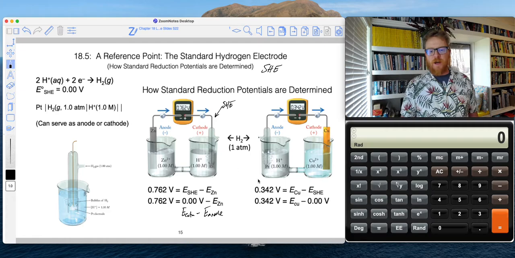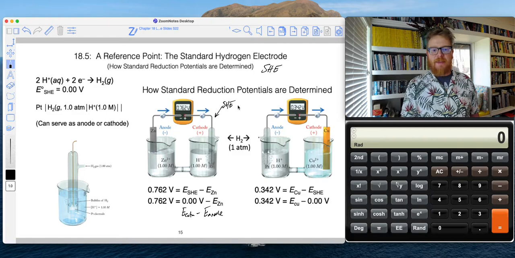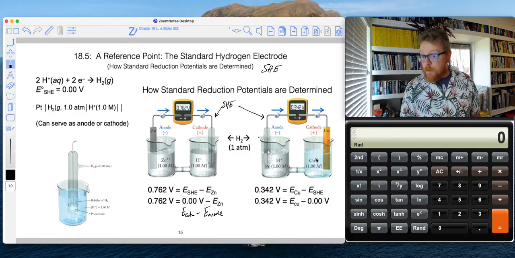And of course, if I wanted to determine the cell potential of copper as a half reaction, then I'd have to switch that position because the copper has a different sign than the zinc reaction as a reduction. So now I make the SHE the anode and combine it with a copper half. And what I get out of that is the standard copper reduction, the 0.342 volts, okay?